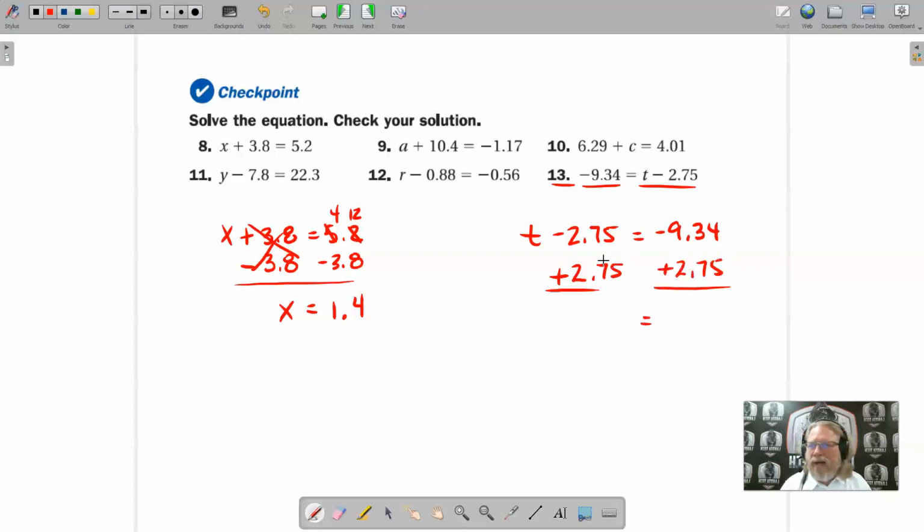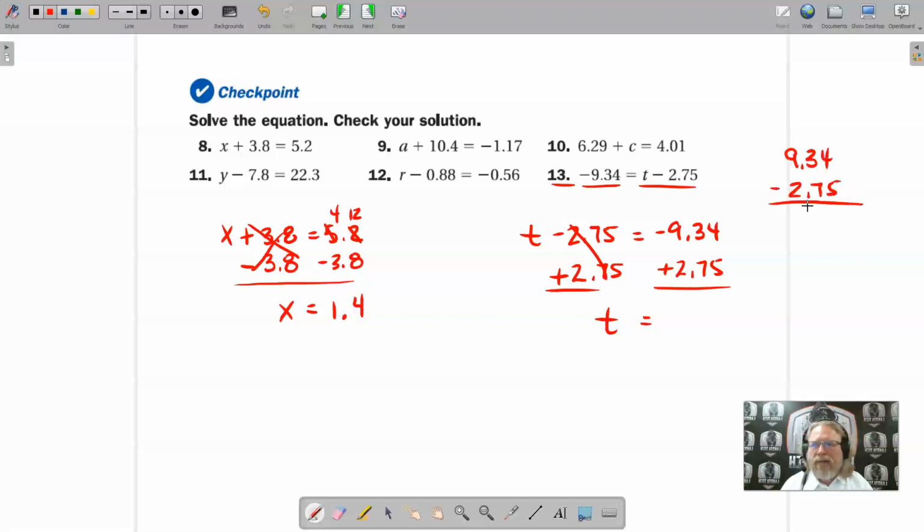And whenever I do that, these are opposites. They cancel each other out, leaving me with just t on the left. And then I have negative 9.34, and I'm going to add to that a 2.75. So I am adding a negative and a positive number together. So I'm actually going to be subtracting. The one with the greater absolute value is 9.34. So I'm going to subtract from it the lesser absolute value, which is 2.75.